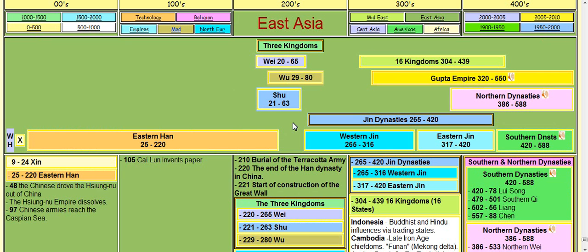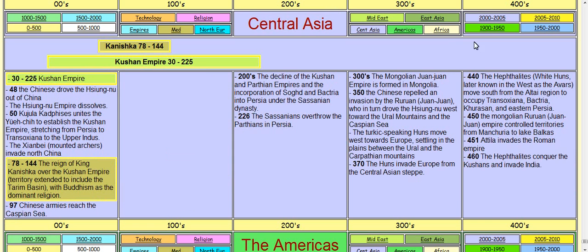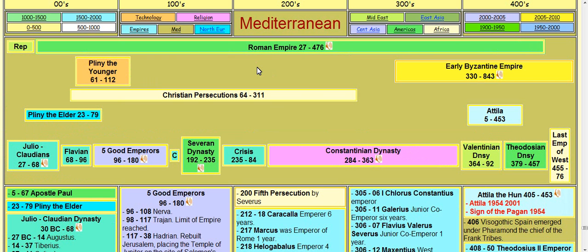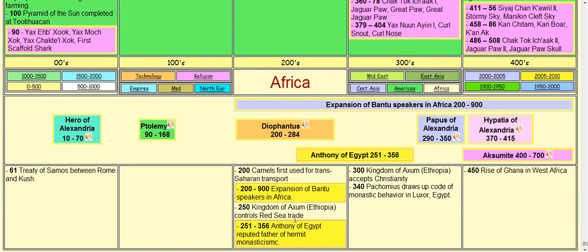But here's another, like, a big thing. You have like one dynasty, and then it broke up into these 3. And then you have another dynasty. These 16 kingdoms are in India, so this is all China here. So one China. But you know, it's a good way to compare stuff happening. Central Asia, Kushan Empire happened then. Americas, Tikal was in full swing, Palenque, and all these guys were in full swing during the Roman Empire. So that was a long time ago. We all see what's happened in Africa.